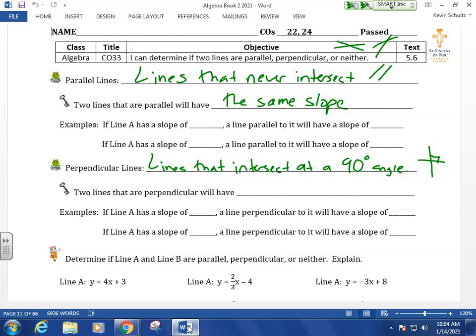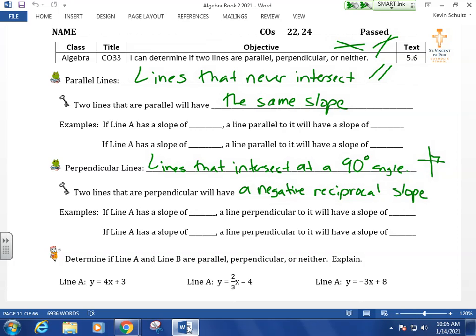If two lines that are parallel have the same slope, you can think about lines that are perpendicular as having the opposite slope. And by opposite slope, not only are the numbers flipped, but the sign changes as well. We call that a negative reciprocal slope. The negative means the sign changes, and reciprocal, you probably have heard that word with fractions before, means the fraction flips.